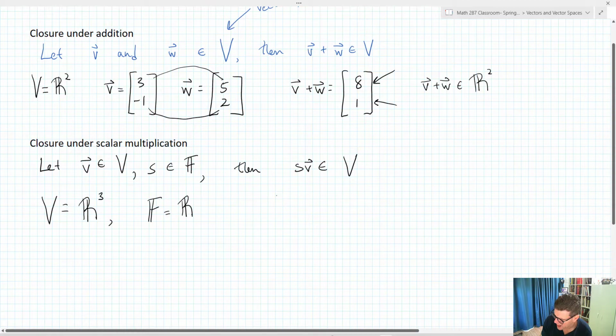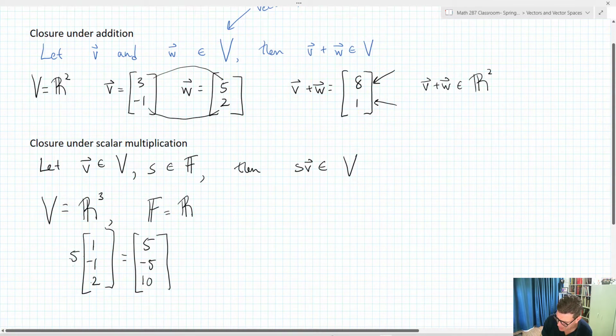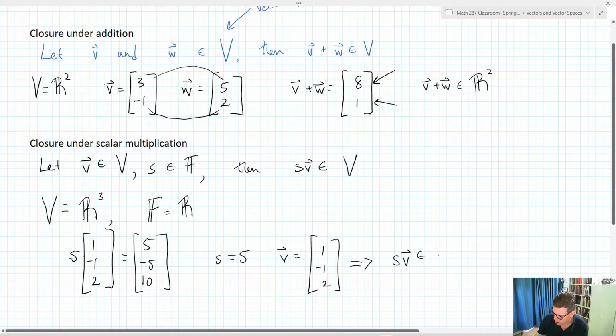So what I'm going to do now is say, okay, let's say, for example, I take 5 times (1, -1, 2). What you're going to notice is I take a real number times a real number, and that gives me another real number, and another real number. And how many components do I have? There are 3 components. So in this case, if I said 5 equals S and V equals (1, -1, 2), then you'll see that SV is going to belong to R3.